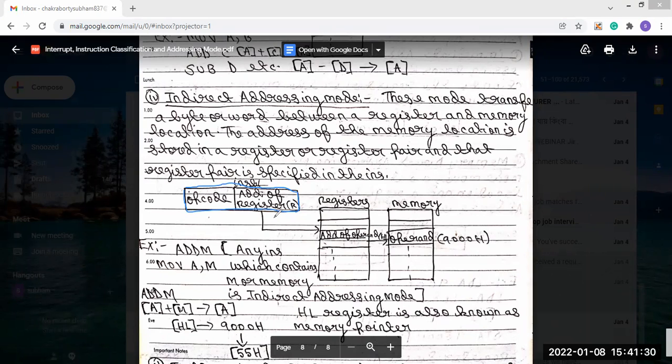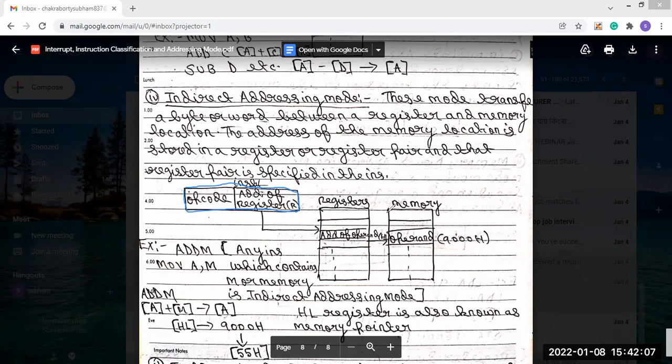The second part will contain the address of the register. Now, if we go inside this address, then we will find the address of the operand. Now, address of the operand means what? The memory location. So the memory location is stored in this particular address of the register. And after going inside that memory location, we will find the operand.